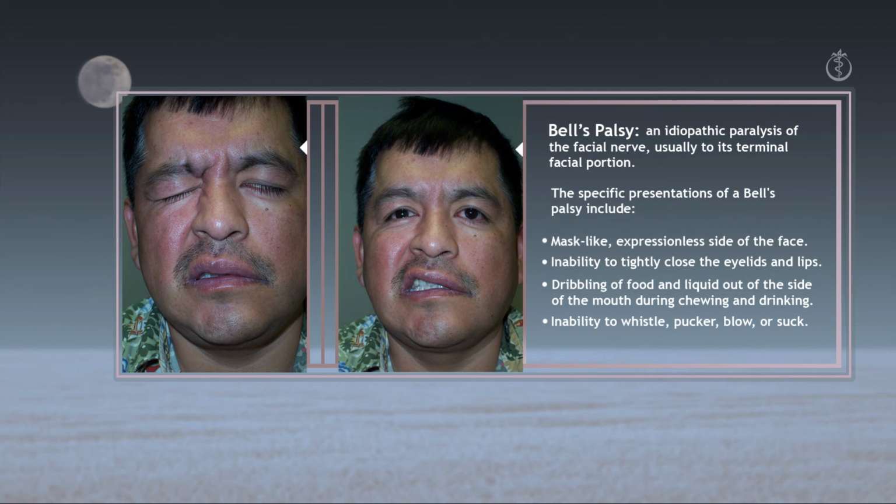The patient shown here has a Bell's palsy on his left side. Notice his inability to fully close the eyelids and the inability to elevate the lip on the left side.